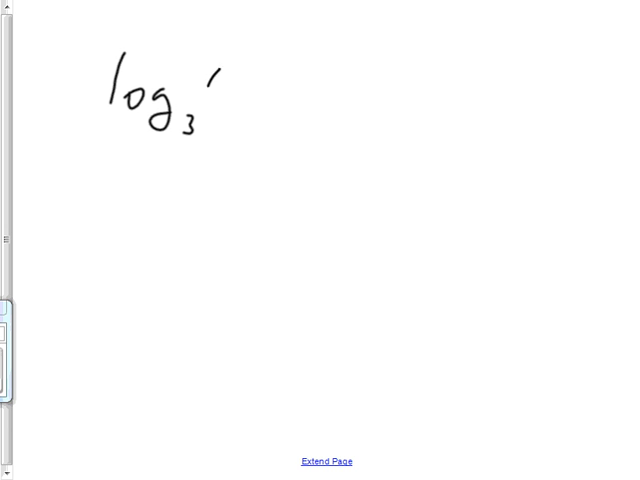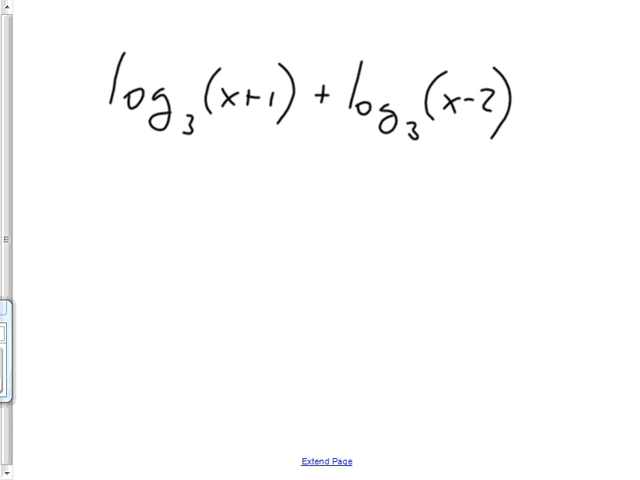Log base 3 of x plus 1, plus log base 3 of x minus 2, is equal to log base 3 of 9. I hope you see log base 3 of 9 and go, oh, I know that one. There's a number for that. It's just a number.